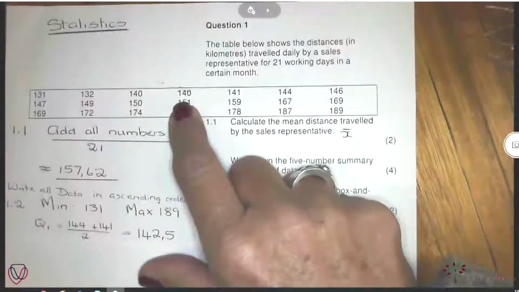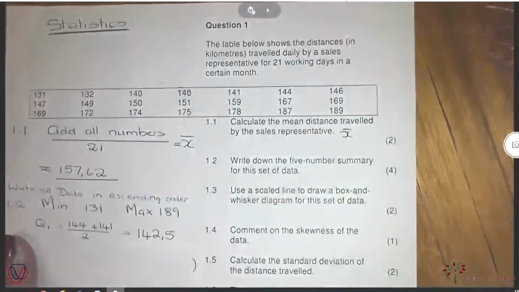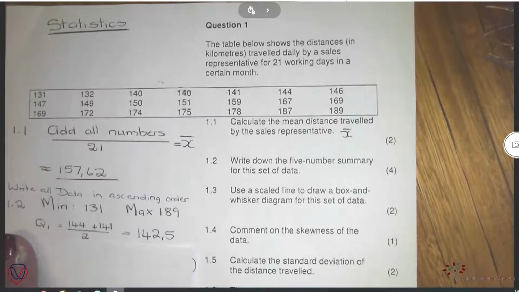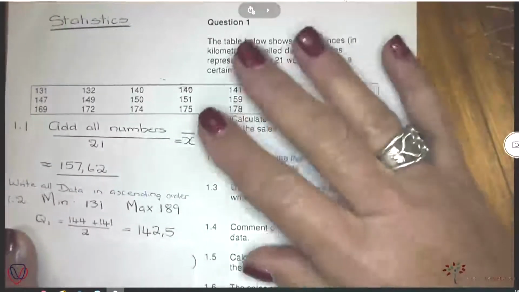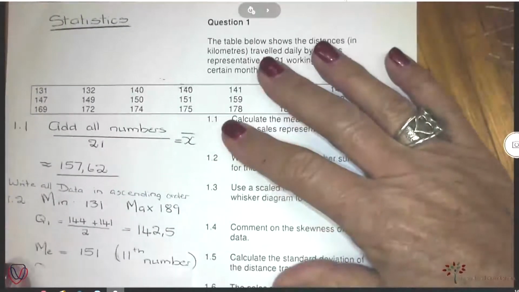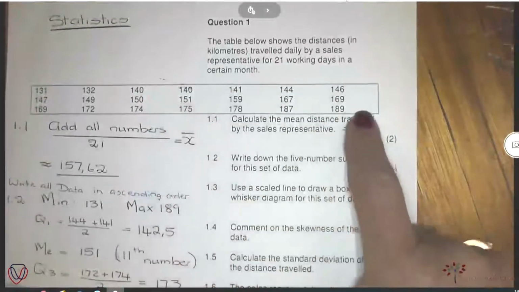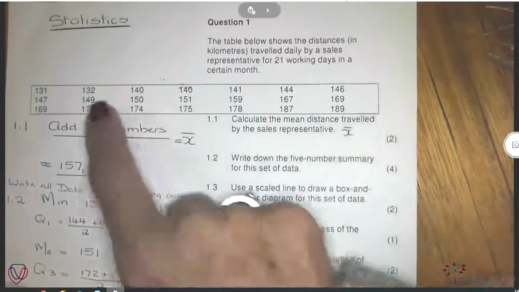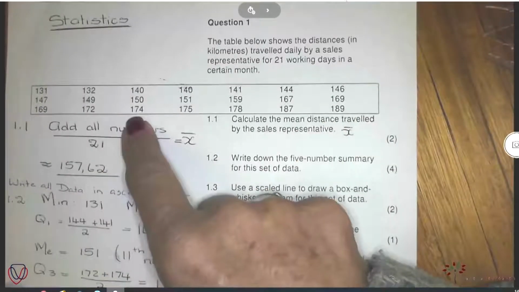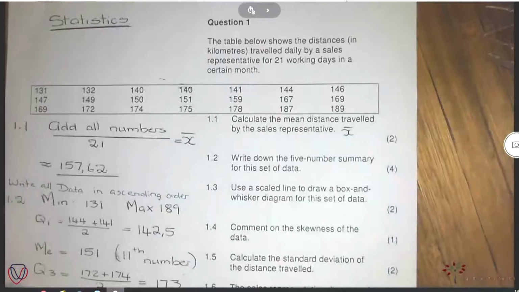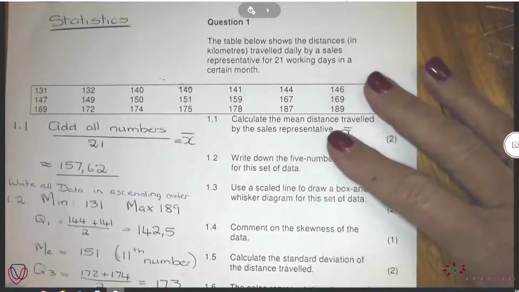Can you see? It's an even number, it's 10. So there will be 2 numbers for the Q1, which you add and divide by 2. So that gave me Q1. Then the median I did, Q3, now you go from there to the end. And the middle there is 172 and 174. You add them, you divide it by 2, and you get 173.